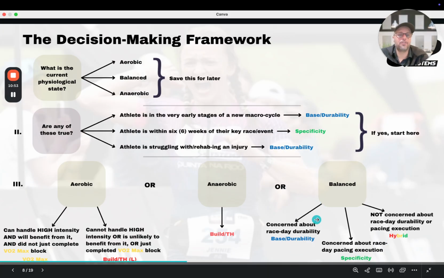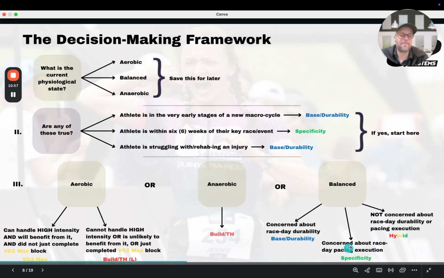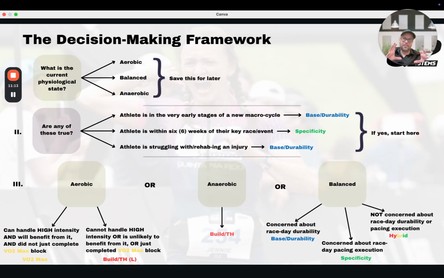Are you concerned about the race day durability of the athlete? If yes, consider a base durability block. Are you concerned about the race day pacing execution of an athlete? If yes, consider a specificity block. If you're not concerned about either of those, then you may consider a hybrid block, which does a little bit of threshold work, a little bit of VO2 max work, and a little bit of specificity work.